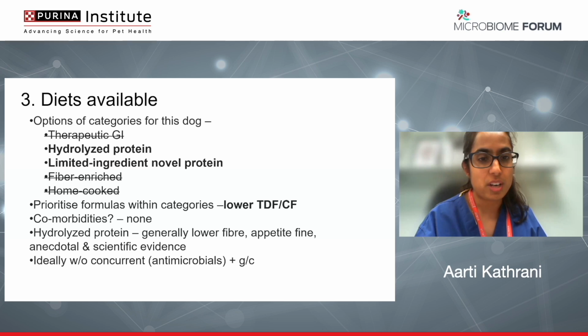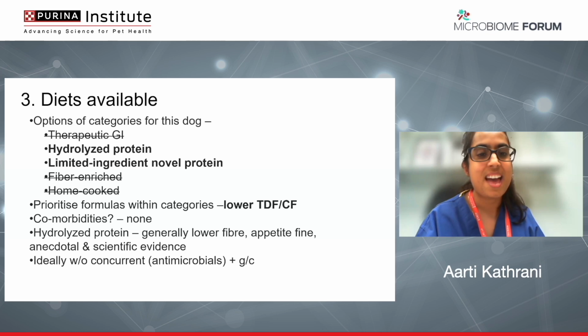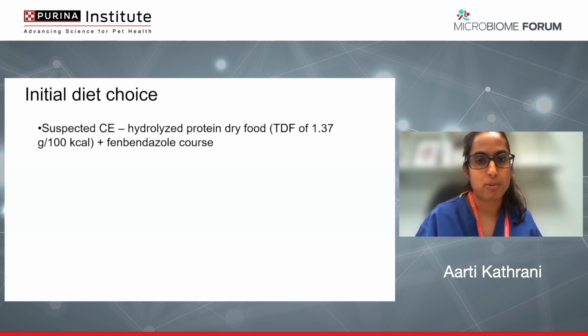So we went with hydrolyzed protein, generally because this category has lower fiber. This dog's appetite was fine, so I felt like we could transition to a hydrolyzed diet easily. And then there's the anecdotal and scientific evidence we have with hydrolyzed diets. And ideally, when you're doing diet trials, you want to do it without any concurrent antimicrobials, which we shouldn't be doing anyway. And then without glucocorticoids, you want to try the diet on its own. So the initial diet choice for this dog, with suspected chronic enteropathy, was a hydrolyzed protein dry food with a total dietary fiber of 1.37.